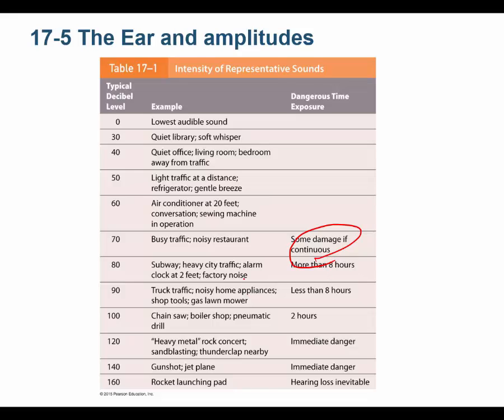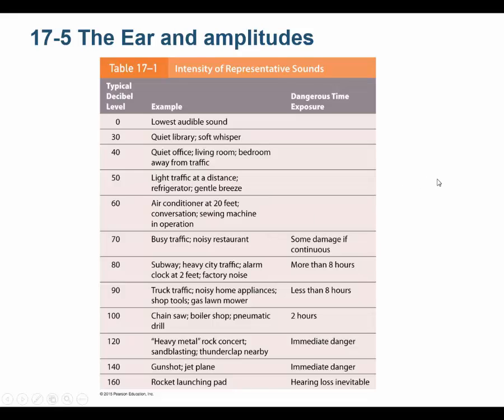Look at this. Alarm clock at 2 feet, subway or factory noise. I actually didn't realize an alarm clock at 2 feet was hurting you. But you have to have more than 8 hours of exposure time. So your alarm clock doesn't go off for 8 hours, for most of us anyway. Some of you guys might let it go off for 8 hours.